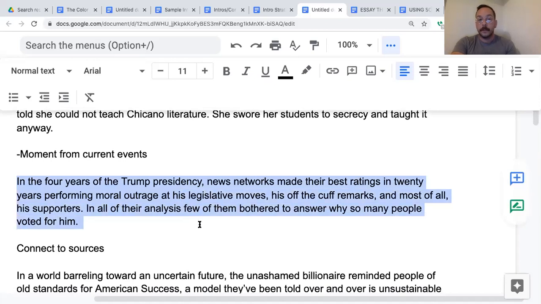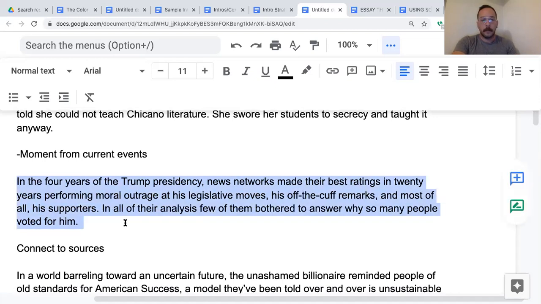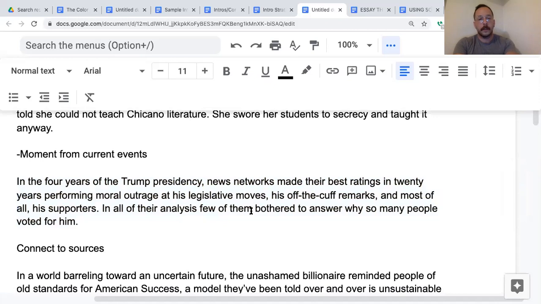In the 4 years of the Trump presidency, news networks made their best ratings in 20 years, performing moral outrage at his legislative moves, his off-the-cuff remarks, and most of all, his supporters. In all of their analysis, few of these news anchors bothered to answer why so many people voted for him.